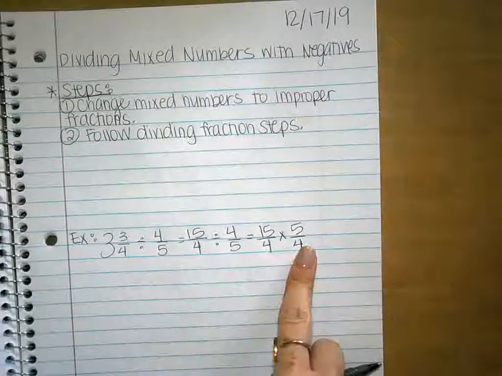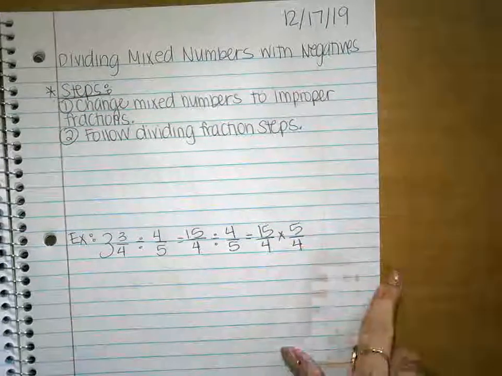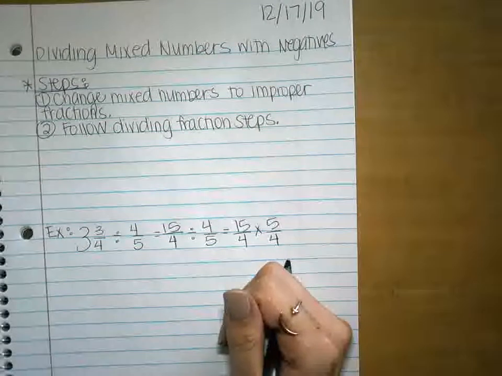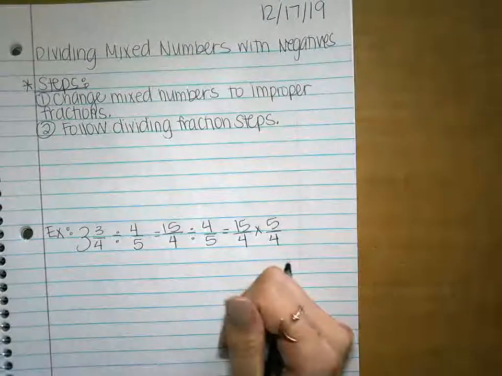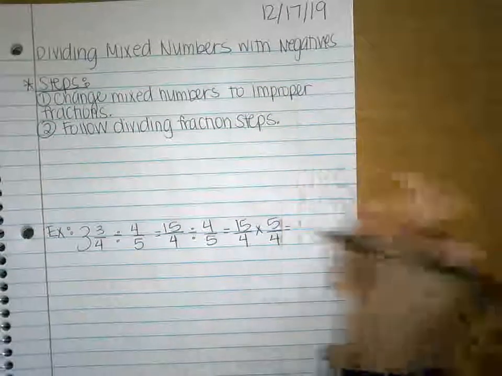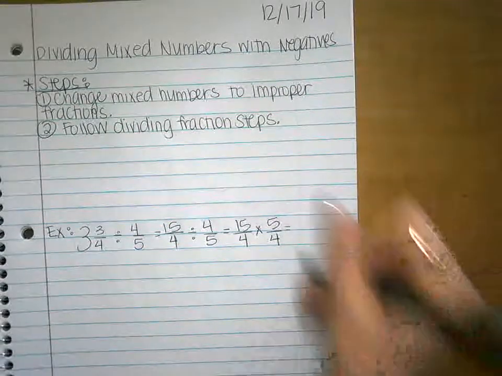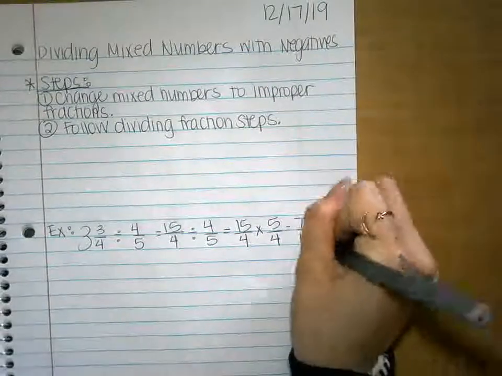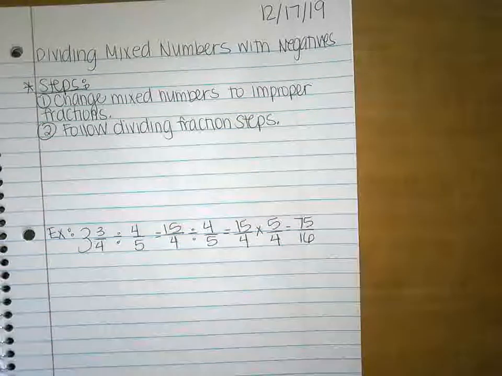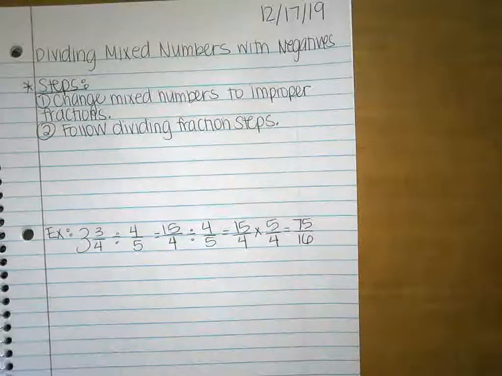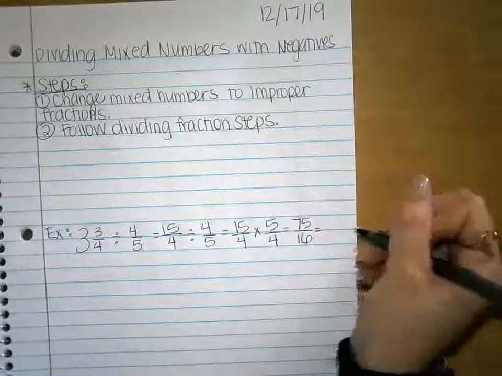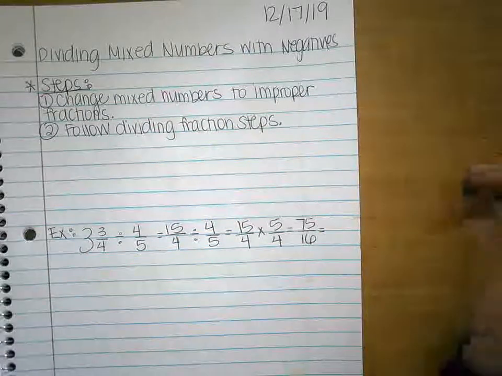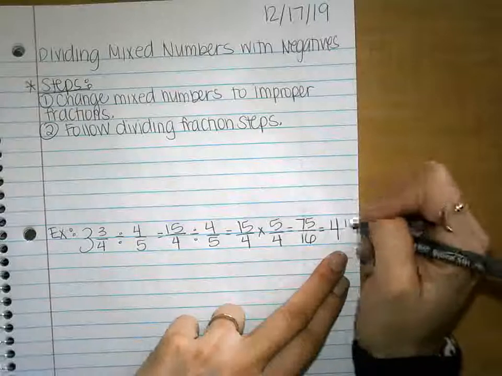Once I do my leave change reciprocal, now what do I do? Cross cancel first. Can I cross cancel in this problem? No, so I just go straight to 15 times 5 over 4 times 4, and what's that called? And what do I need to change it to? 75/16 changes to what, everyone? 4 11/16.